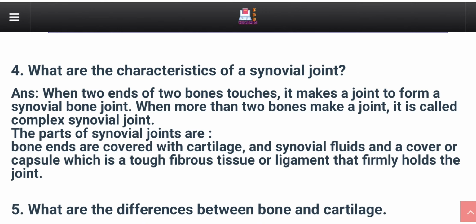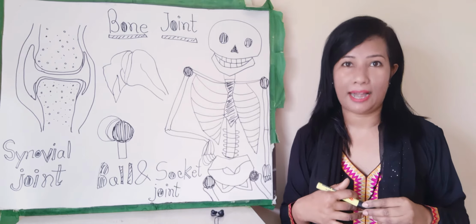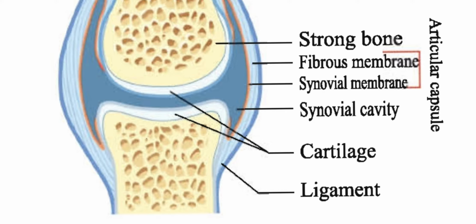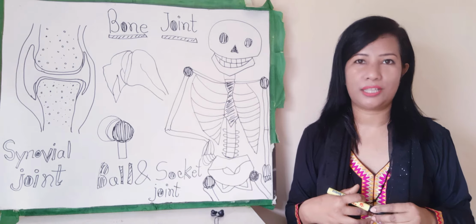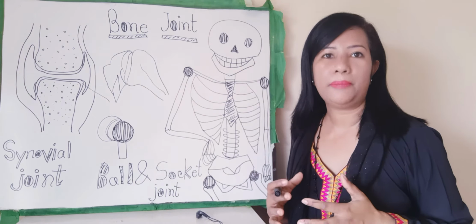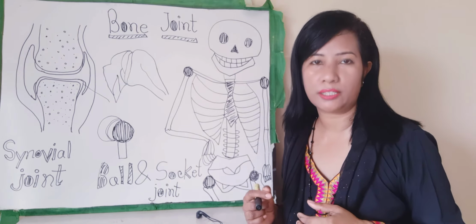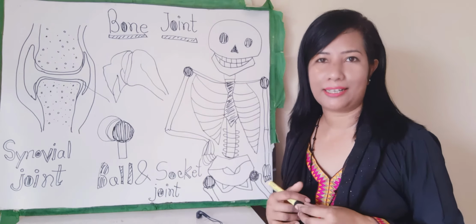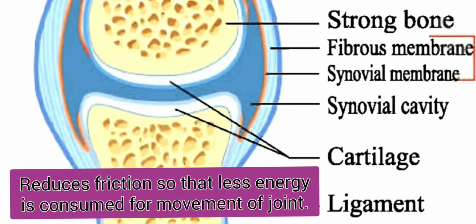In the parts of a synovial joint, the bone ends are covered with cartilage. There is synovial fluid, and it is covered by a capsule, which is a tough fibrous tissue, and ligaments that firmly hold the joint. Why do we need fluid and cartilage? To reduce friction so that less energy is consumed for movement of the joint.